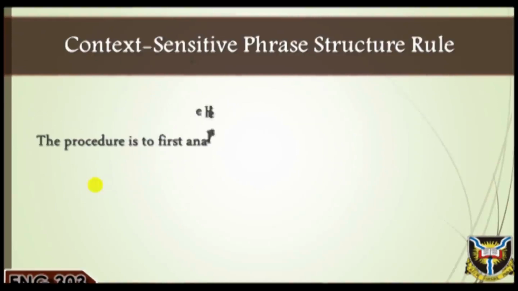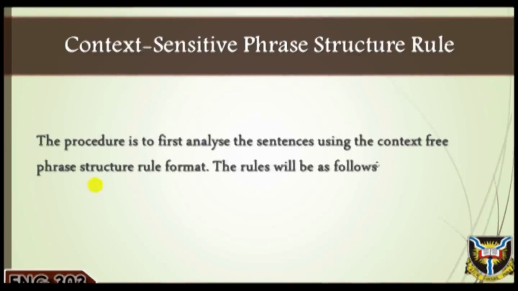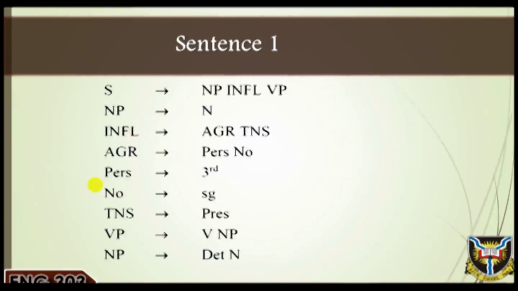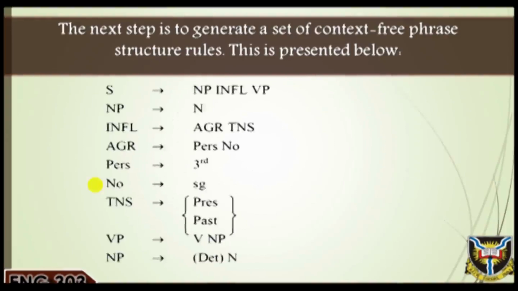The procedure is to first analyze the sentences using the context-free phrase structure rule format. The rules will be as follows. Sentence 1. Sentence 2. The next step is to generate a set of context-free phrase structure rules. This is presented below.